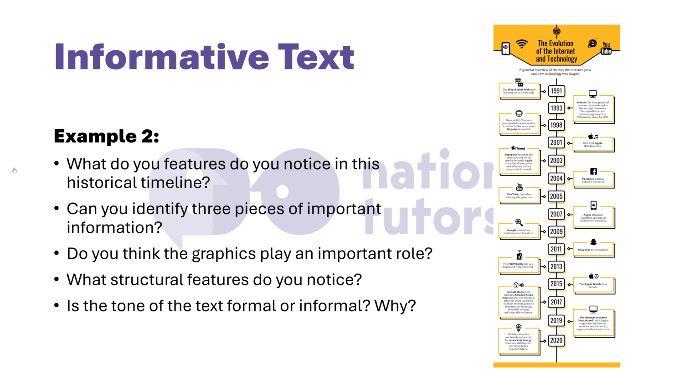Well, first thing I'll say is that I noticed a pop of color, again designed to catch the eye. We've got graphics involved this time rather than pictures. And we can see that the structure is very clear and ordered to make it easier for the reader to understand the process of the evolution of technology from 1991 to 2020. So, can you identify 3 pieces of information that you would class as important from this example?